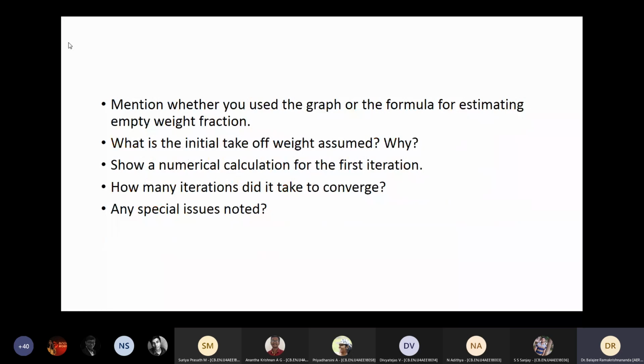Then mention whether you use the graph or the formula for estimating empty weight fraction. Clearly mention the graph number from this book. I'll appreciate if you do the reference also properly at this point of time. How do you cite the reference? You may cite this book, Thomas Corke, in the end references.